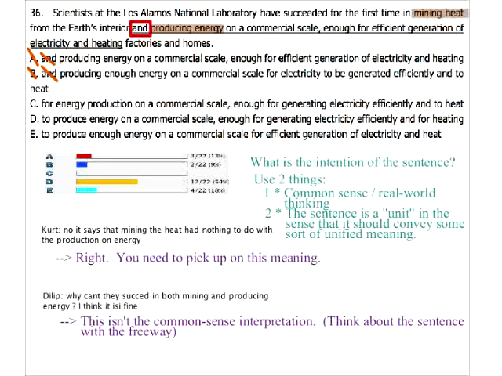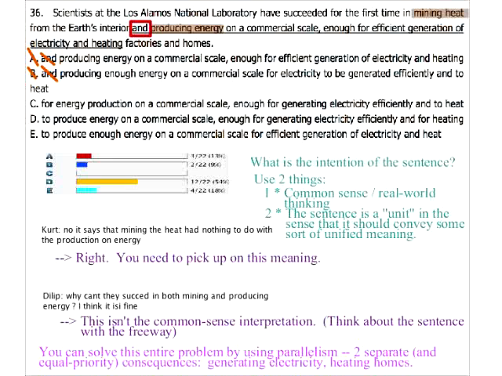I also want to note that you can actually solve this entire problem by the use of parallelism. So let's just quickly touch on that. We can solve this entire problem by using parallelism, because generating electricity and heating factories are parallel ideas. There are two separate and equal priority consequences, which are heating and generating electricity and heating homes. So those need to be parallel.